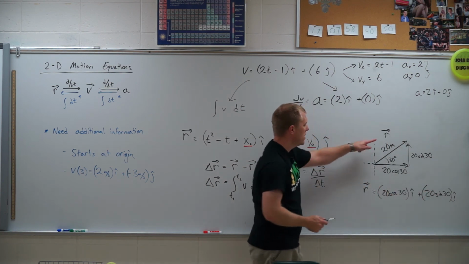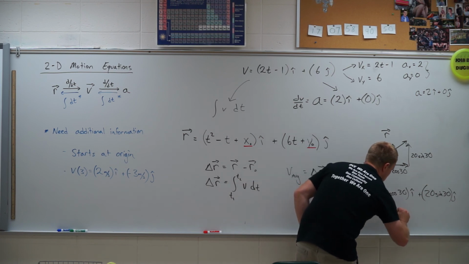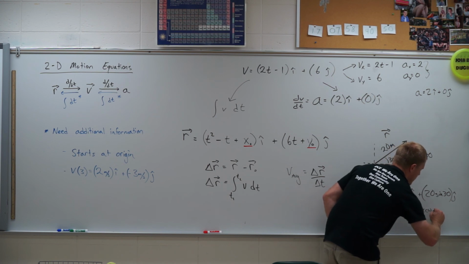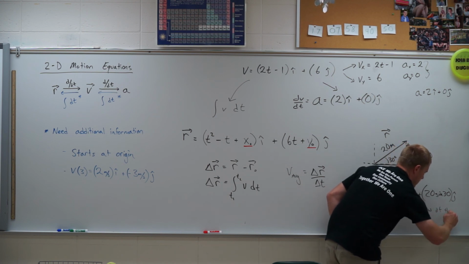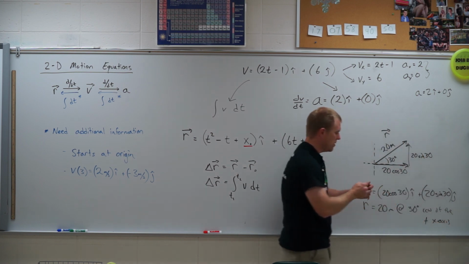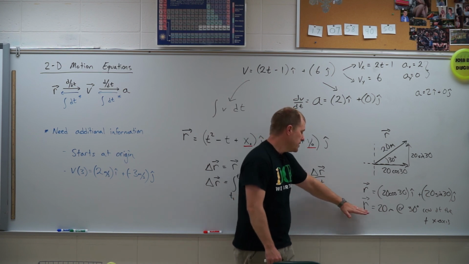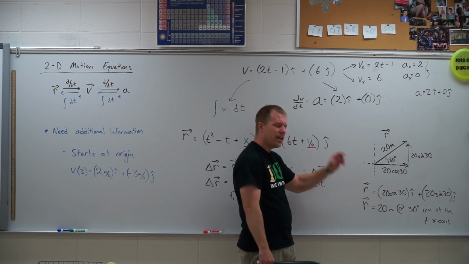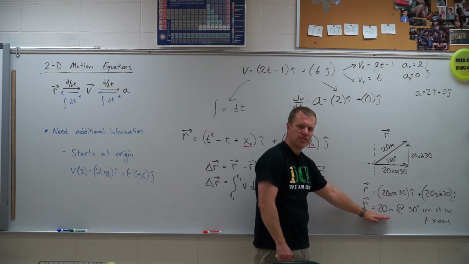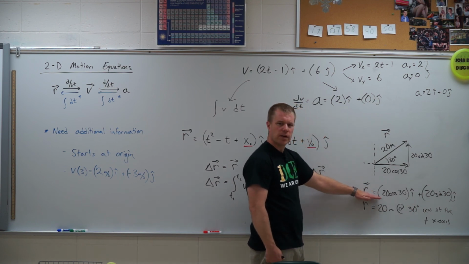So I could talk about it as 20 meters at 30 degrees counterclockwise of the positive x-axis, or I can talk about it as this i hat j hat. Either one is acceptable. One is in more of a polar form, one is in a rectangular form if you want to think about coordinate systems. We usually call this a magnitude and direction when we talk about 20 meters at 30 degrees, and we talk about this one as component form.